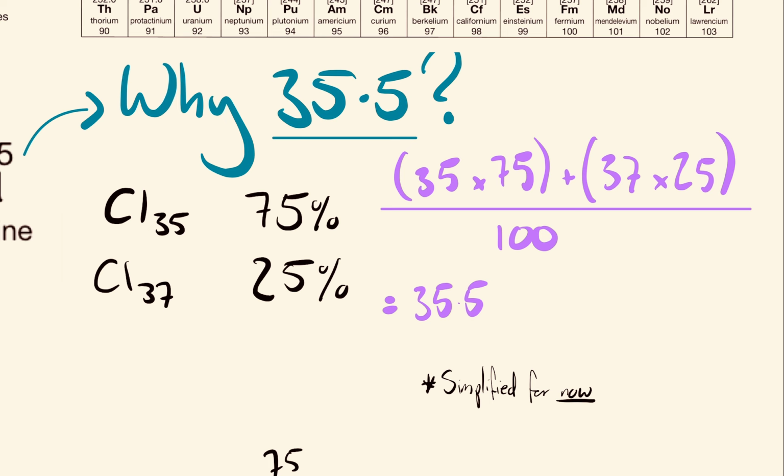And this is the case, right? So again, 75% of our chlorine is chlorine 35. 25% of our chlorine is chlorine 37. We get to this relative atomic mass, again, compared to 1/12 of carbon 12.